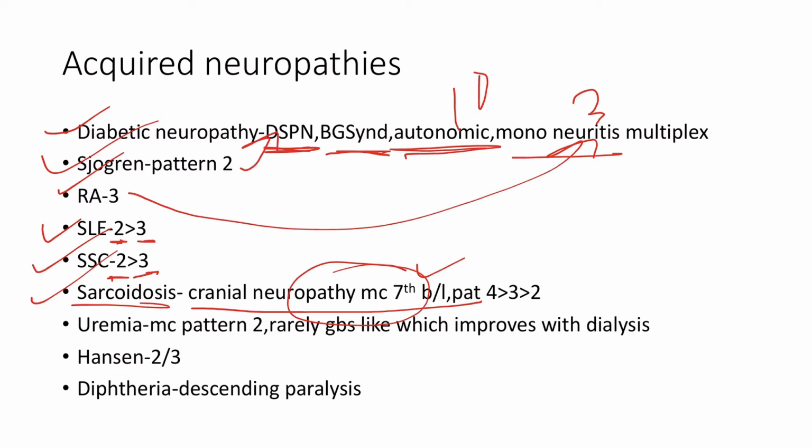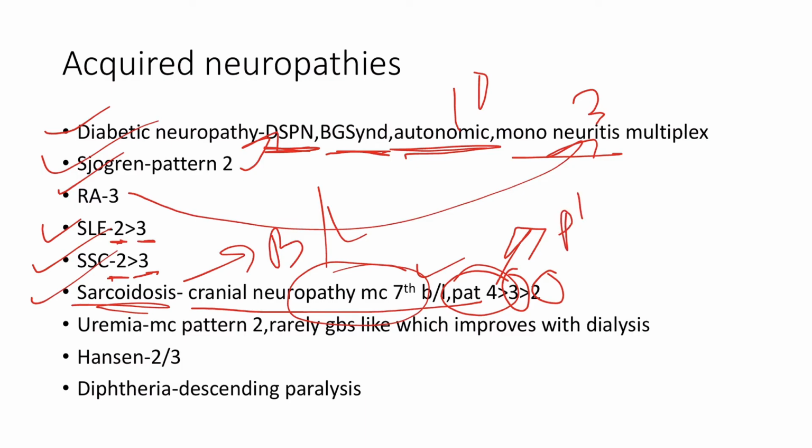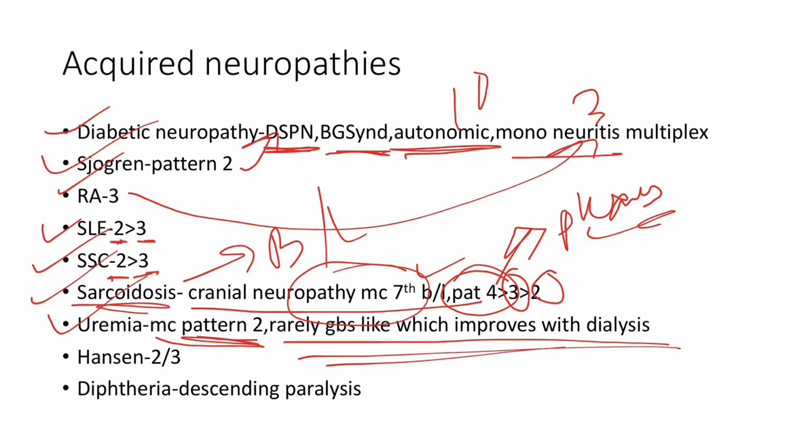And in sarcoid, usually it is a bilateral facial weakness, and here you get the fourth pattern greater than third pattern greater than 2 pattern. So because this sarcoid actually compresses on the plexus, you may get a plexopathy. And uremia, most common pattern is a DSPN. Rarely you can get GBS like, which will improve on dialysis.